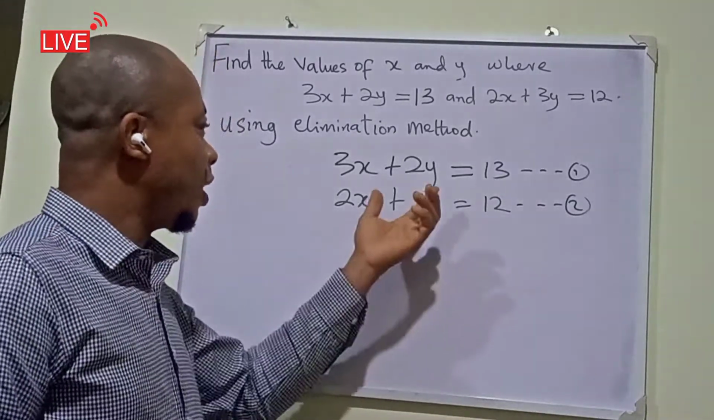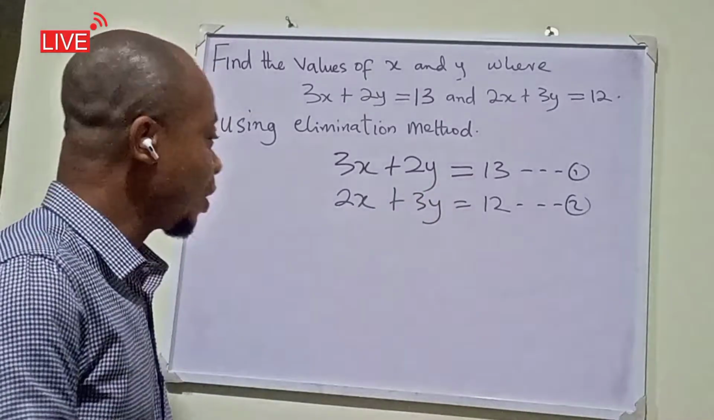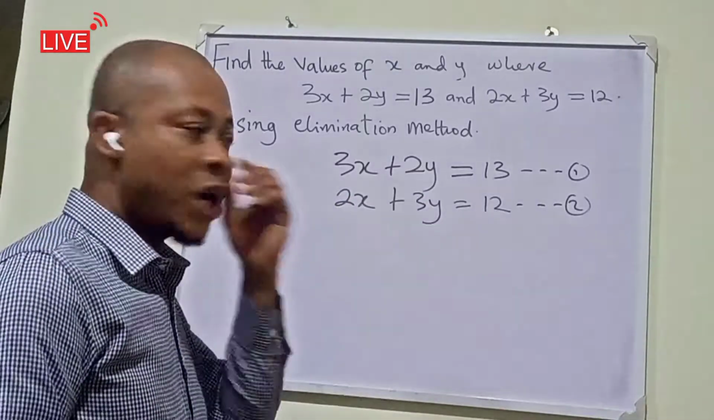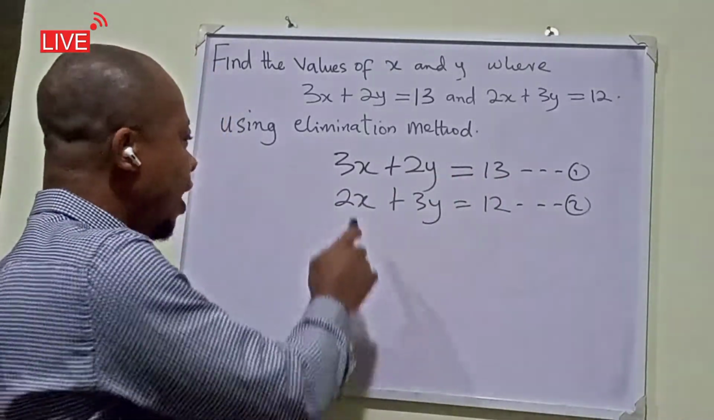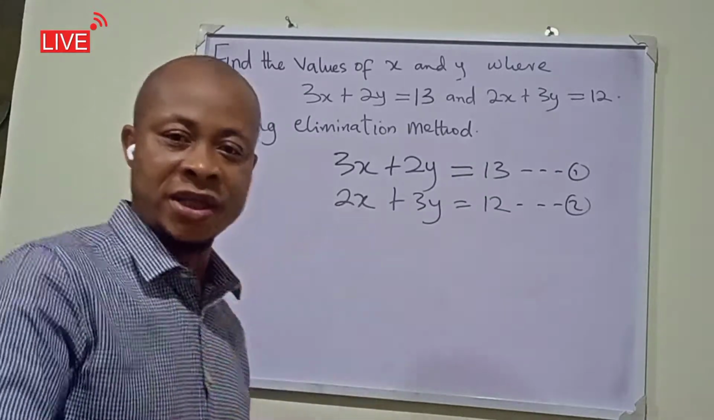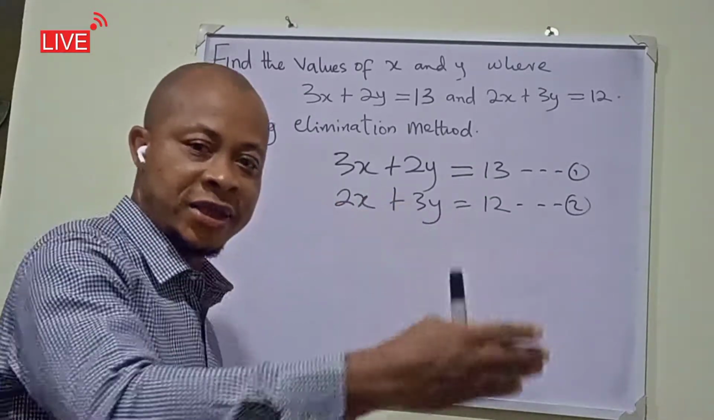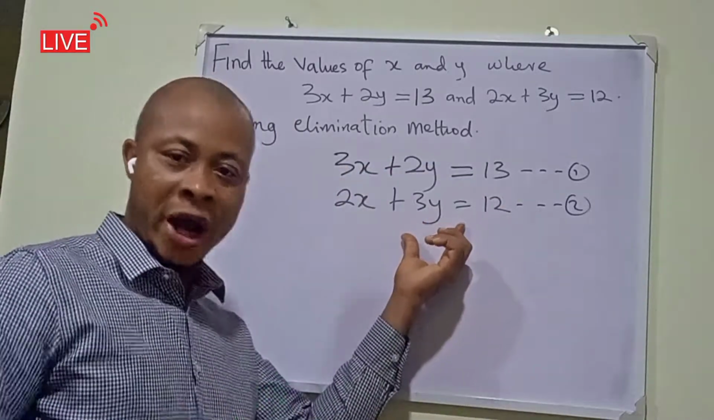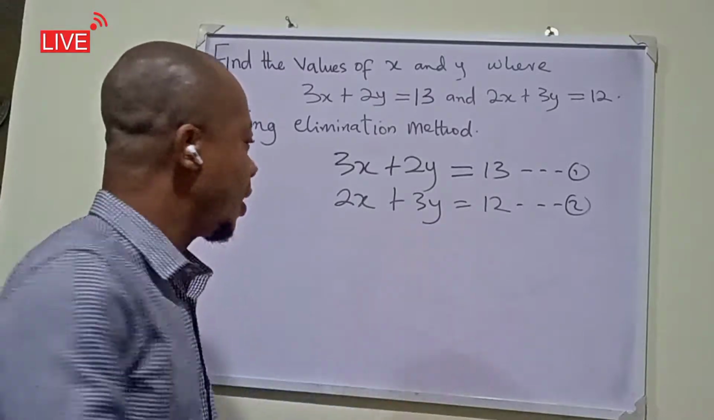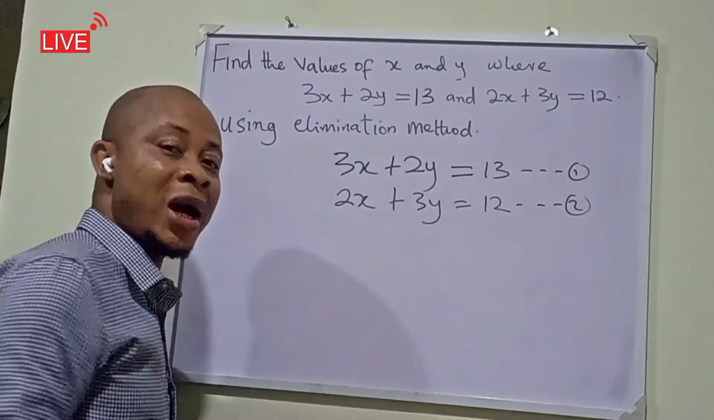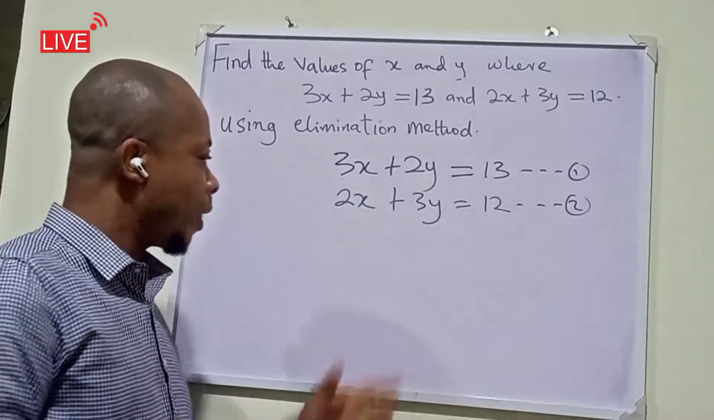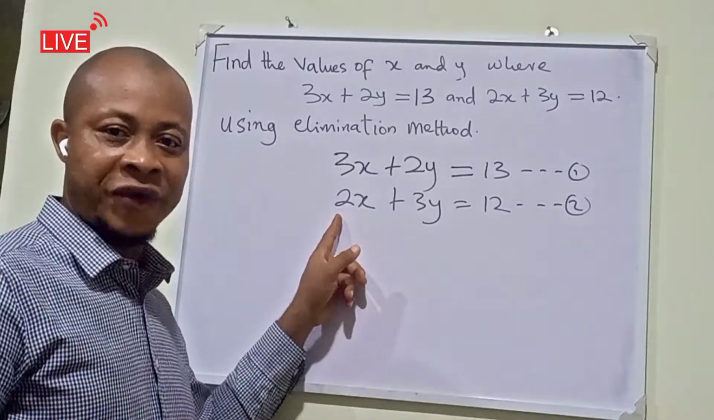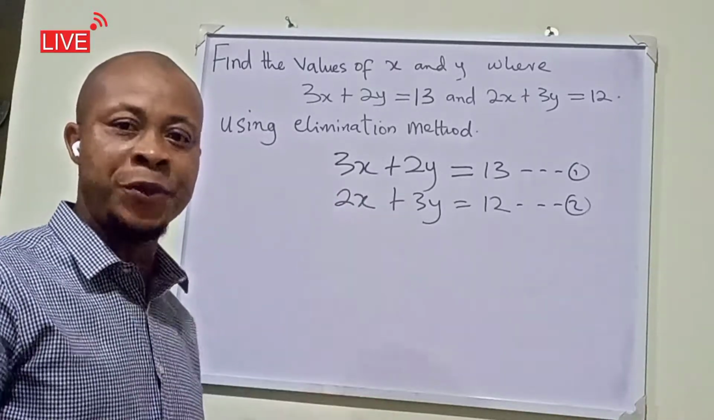Okay. If you go to equation 1, we have 3x plus 2y equals 13. Then here, assuming we want to eliminate x, let us remove x. That is elimination method. Remove x so that you'll be able to get y. Okay? Before you can do that, you have to observe two simple rules. The first rule is that the coefficients of x which you want to eliminate must be equal.